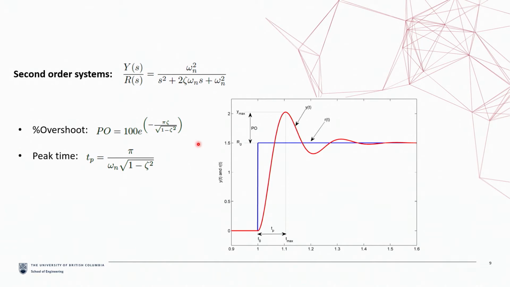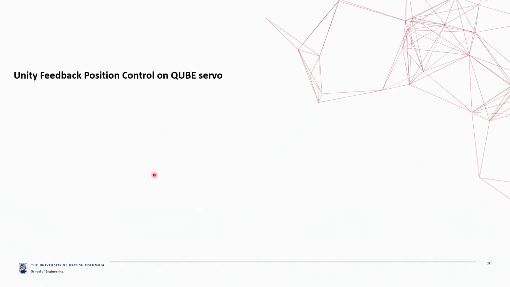For a second order system, the overshoot is only a function of the damping ratio zeta and follows the following equation. And the peak time depends on both the omega n and the zeta, and we have this equation to calculate it. Now let's see how the discussed definitions translate to the cube servo system that we have.